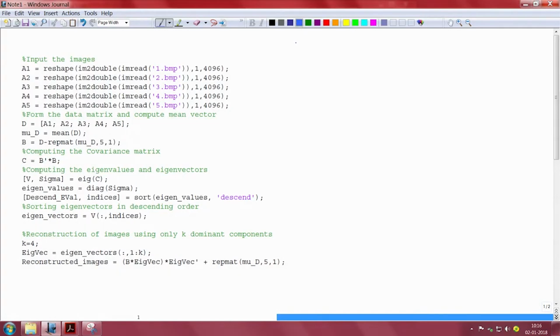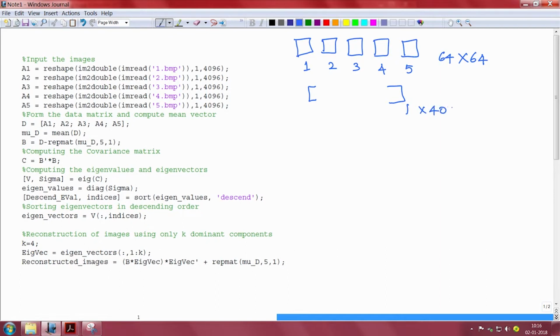Let us consider 5 input images. So, here I have 5 images and each image is of size 64 by 64. For KL transform, we have studied that the input to the transform should be in the form of a row vector. For this purpose, we convert our images into a row vector of size 1 by 4096.